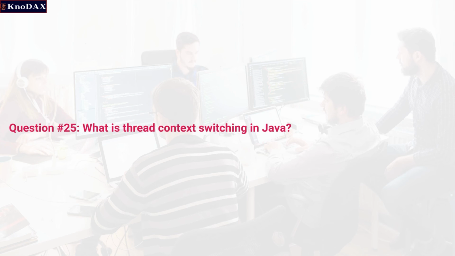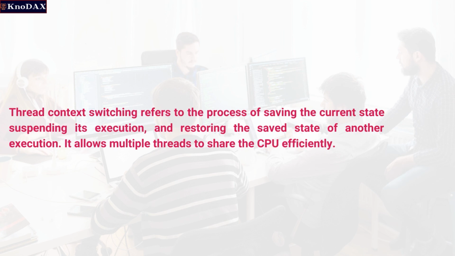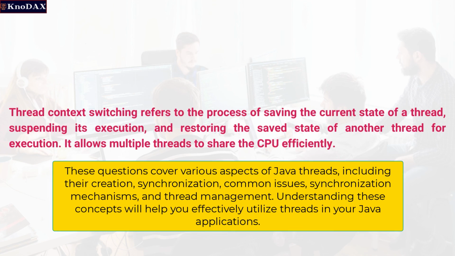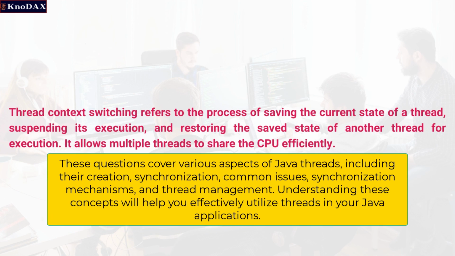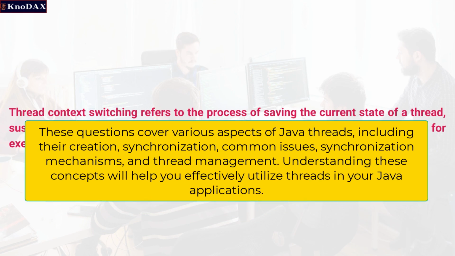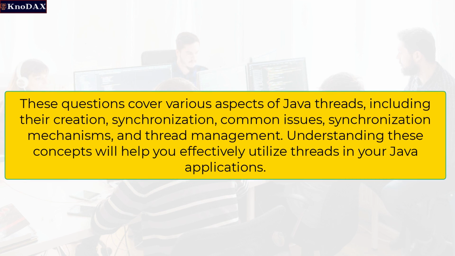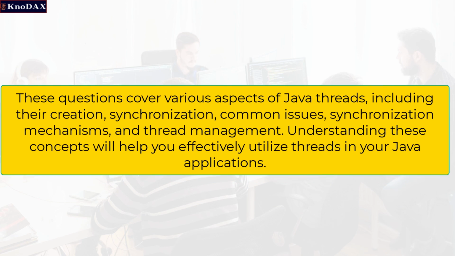What is thread context switching in Java? Thread context switching refers to the process of saving the current state of a thread, suspending its execution, and restoring the saved state of another thread for execution. It allows multiple threads to share the CPU efficiently. These questions cover various aspects of Java threads, including their creation, synchronization, common issues, synchronization mechanisms, and thread management. Understanding these concepts will help you effectively utilize threads in your Java applications.